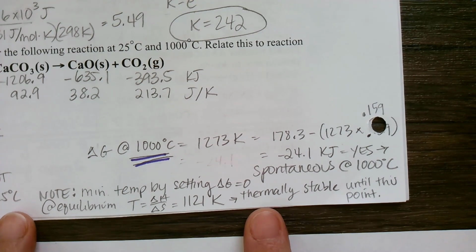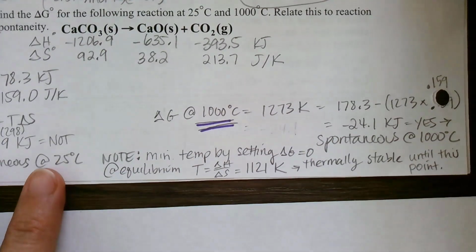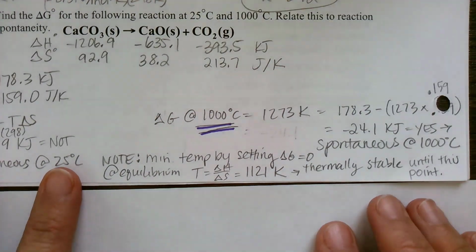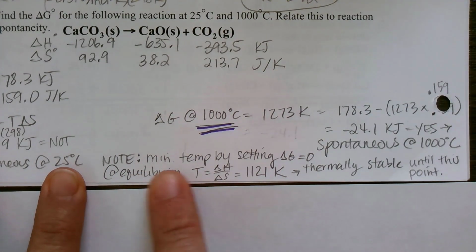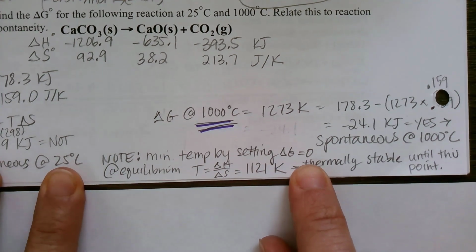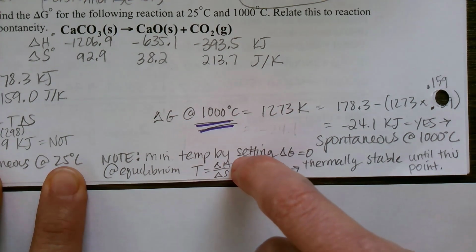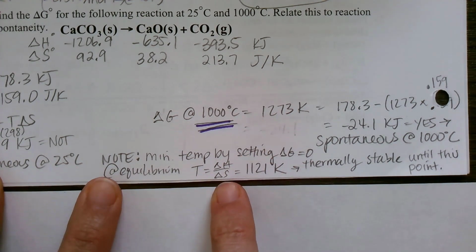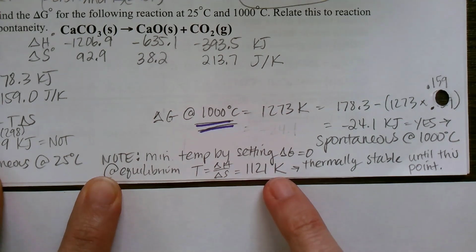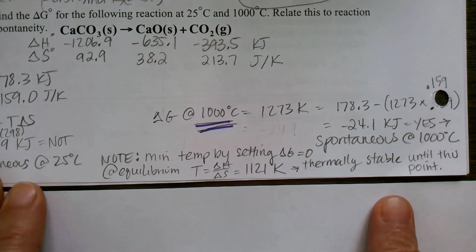Now, what if I wanted to find the minimum temperature at which this reaction would be spontaneous? Well, we can set our minimum temperature by setting delta G equal to 0. So at equilibrium, we could say that T is equal to delta H over delta S. So at 1,121 Kelvin, it would be thermally stable until that point.